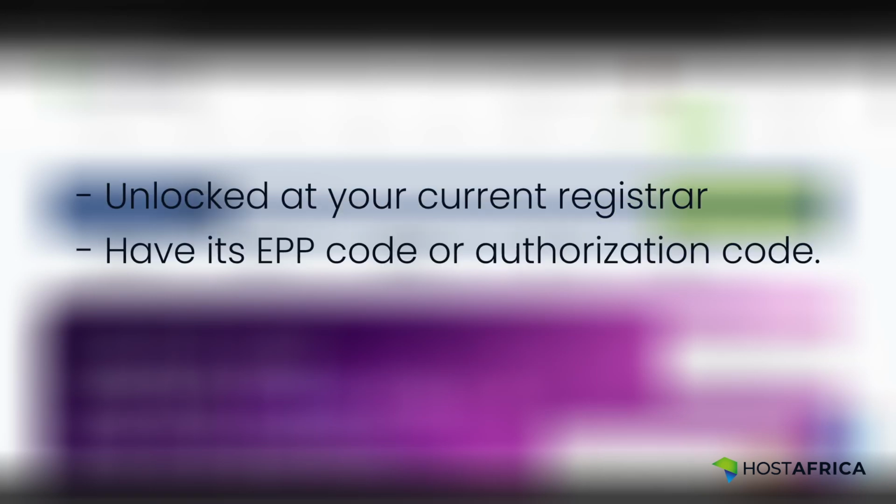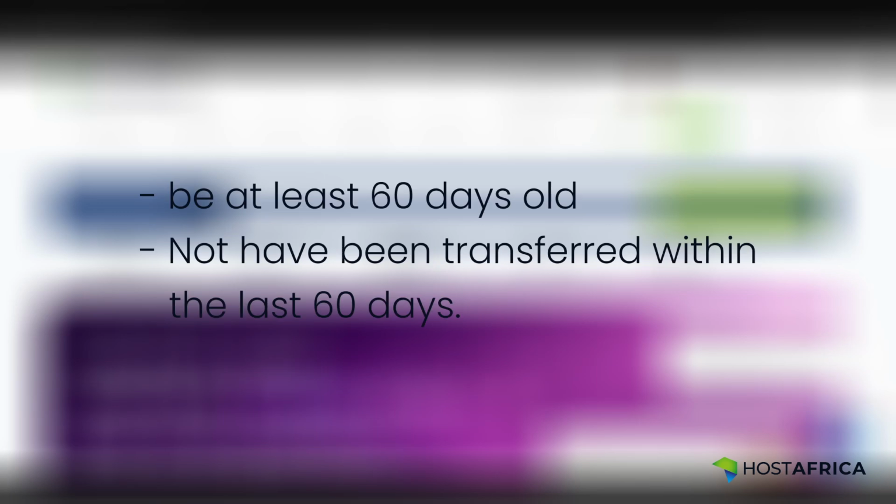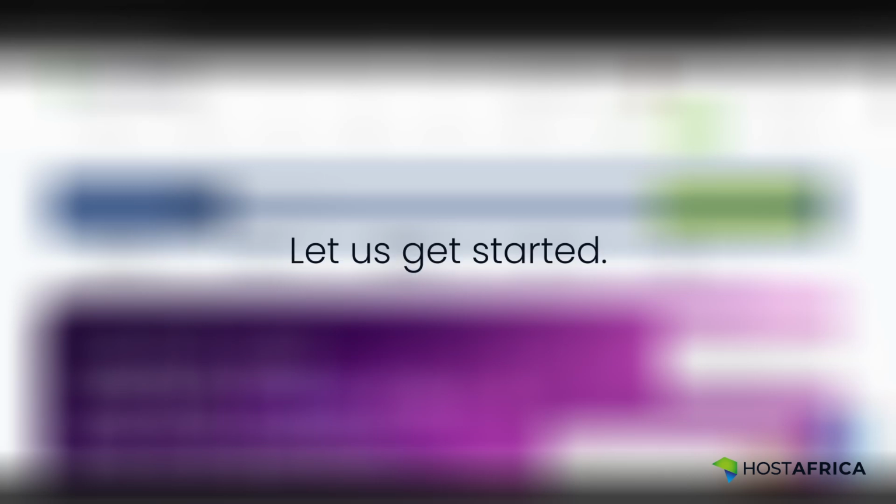Before transferring your domain, make sure the domain is eligible for transfer. To do that, make sure it is unlocked at your current registrar and that you have its EPP code or authorization code. For extensions such as .com, the domain generally must be at least 60 days old and must not have been transferred within the last 60 days. However, extensions such as .ke do not require any period to be transferred, while .co.za do not require an EPP code for transfer. Let us get started.